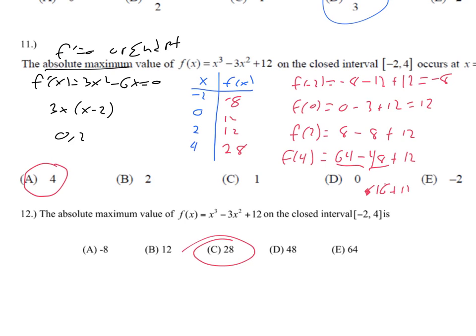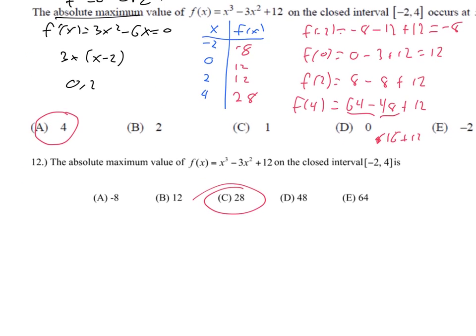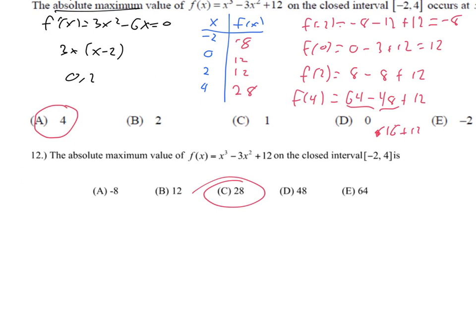So whenever you ask for absolute, you got to test the endpoints and the places where the derivative is equal to 0. The reason for that is because I could have something that looks like this. So I've got my absolute here, but I had to test these endpoints, or those places where the derivative is equal to 0.